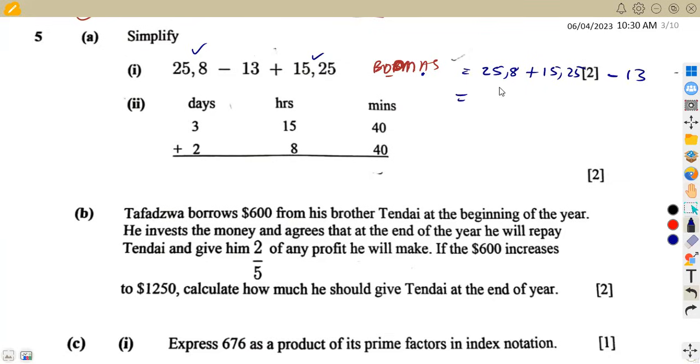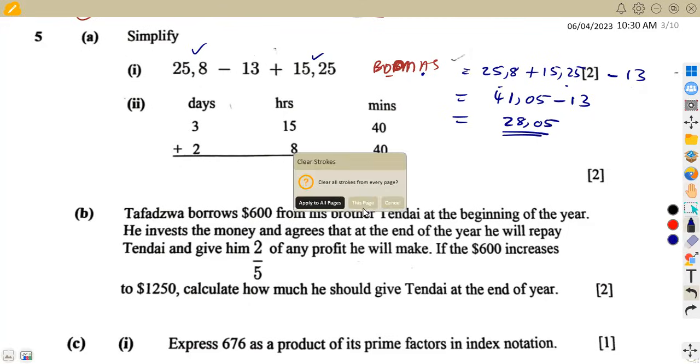All right. So you can combine the first two, then subtract the other one. This is going to give us 41.05 minus 13. If we subtract, this is going to be 28.05. This is paper 2, so use your calculator direct. All right, so that was our question.